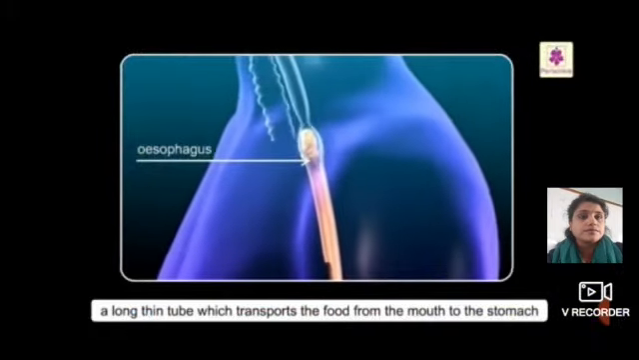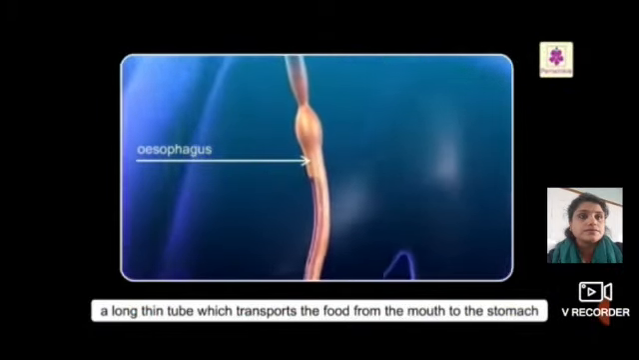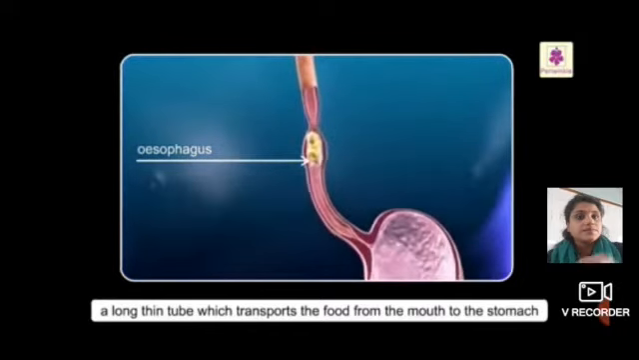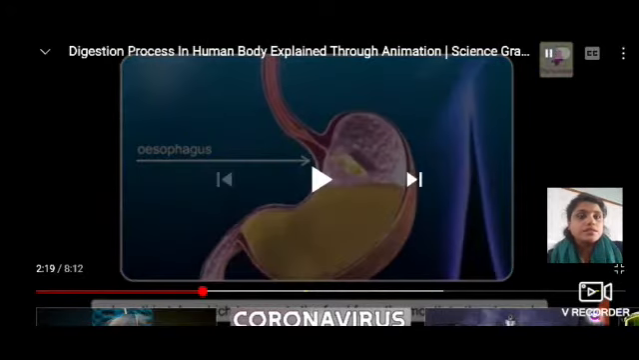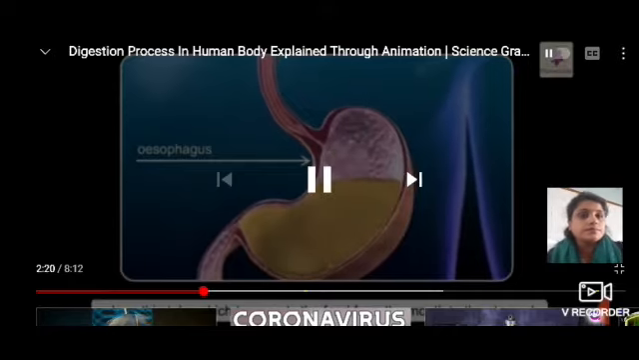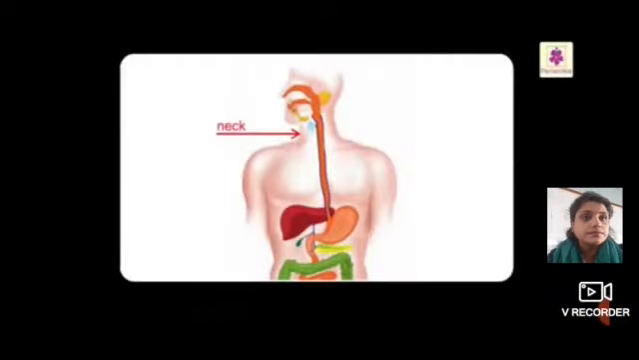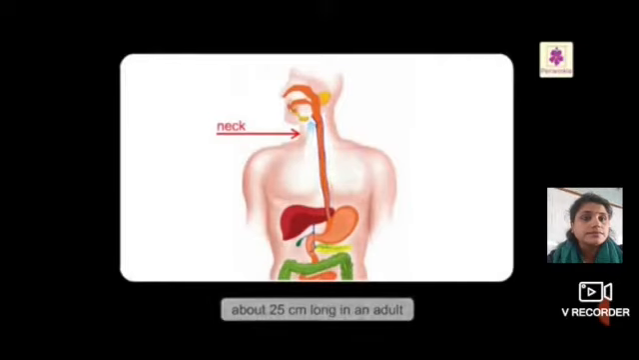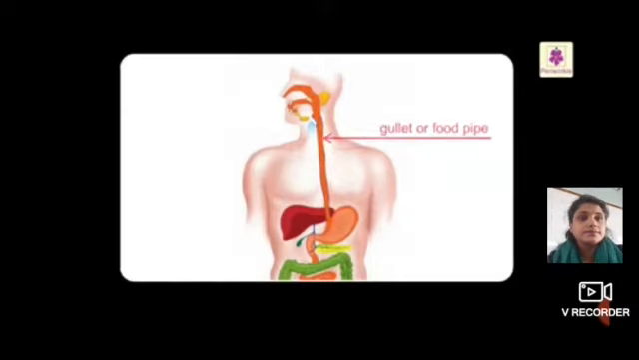Esophagus. Students, the esophagus, we can say it is a food pipe. The esophagus is a long, thin tube which transports the food from the mouth to the stomach. When we eat food, our food passes through the food pipe into our stomach. You can see, this tube is inside our neck. It is about 25 centimeters long in an adult. It is also called the gullet or the food pipe.